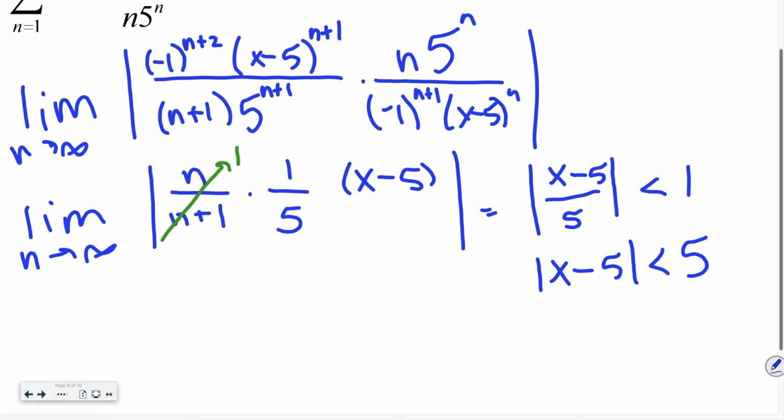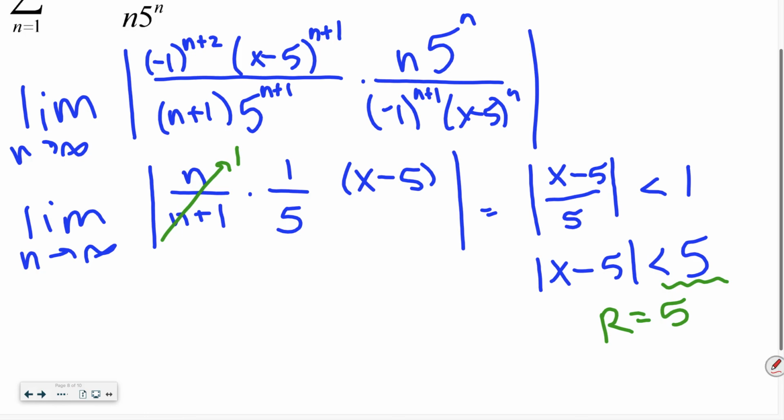I am not going to do anything with that 5 here because we're centered at 5. So I'm going to keep this as x minus 5. Wherever you're centered at, you want that to end up right here. If you're centered at 3, this needs to be x minus 3. If you're centered at 15, this needs to be x minus 15. Okay? What's our radius of convergence? 5. Our radius of convergence is 5.